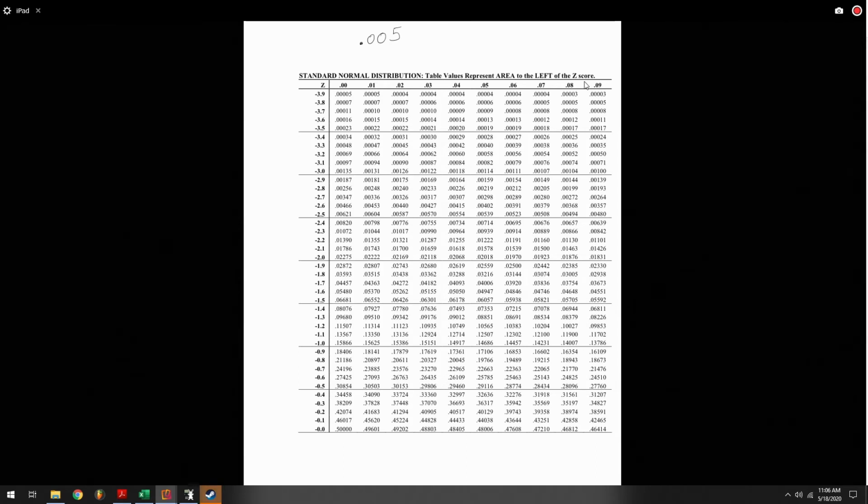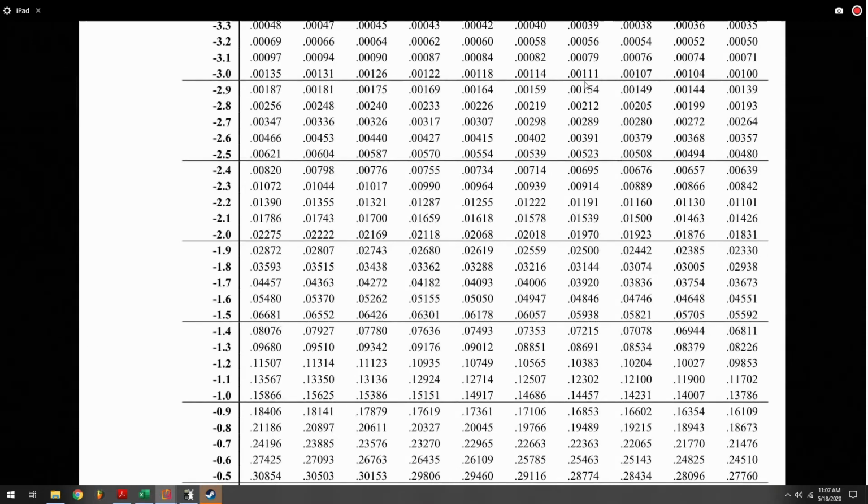You don't have to totally nail it. You could pick the very closest one or one just super close to it. So 0.005, let's see if we can find that. We're looking in the middle here, and we're going to work backwards, right? Because these values are the areas. So here's 0.0055.